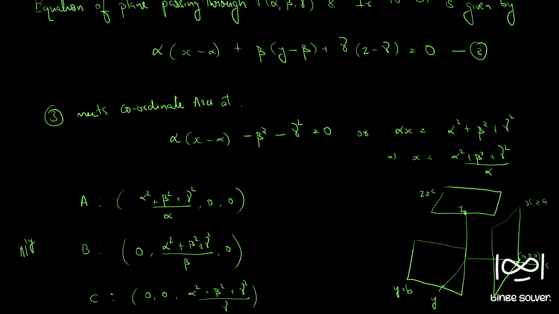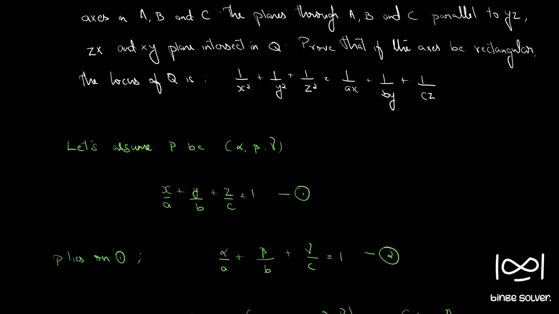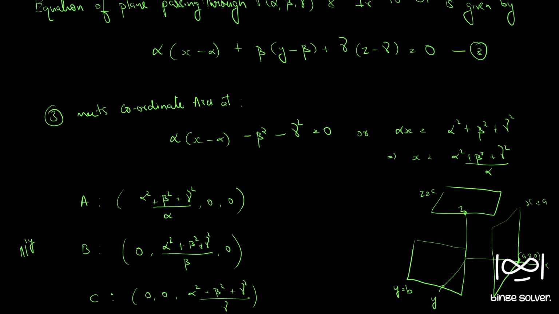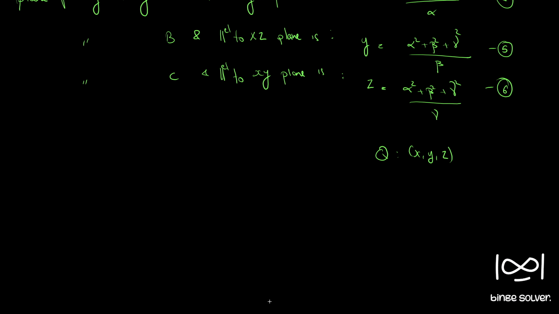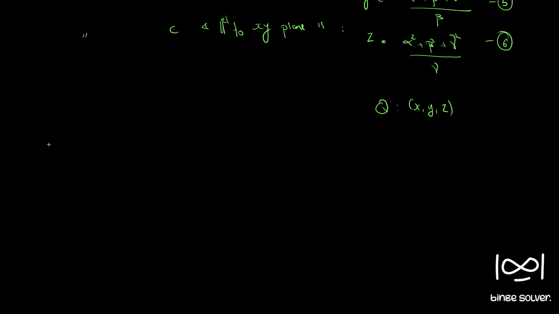Since the equation is a little complicated, we will be using this part. It is already given. We just have to prove that 1 by x square plus 1 by y square plus 1 by z square is nothing but 1 by ax plus 1 by by plus 1 by cz, given x, y, z represent the locus of different points of Q. So for that, we will check LHS and RHS separately.